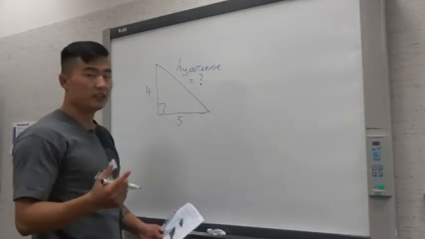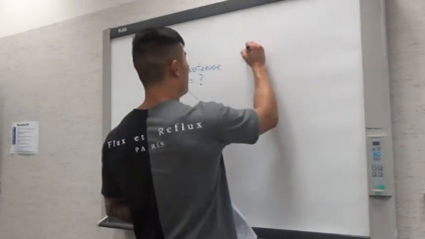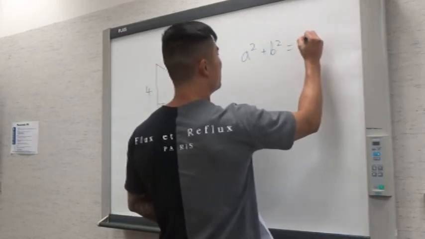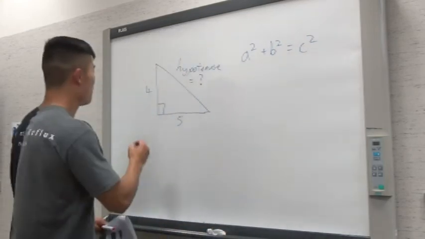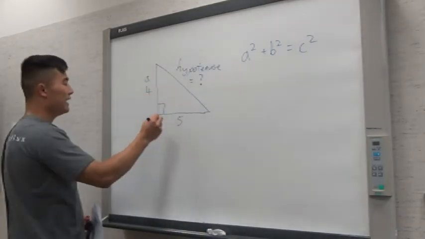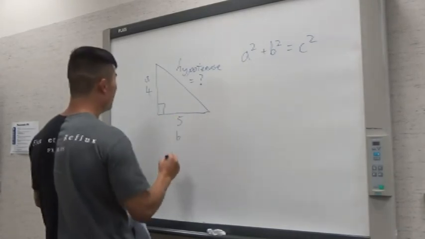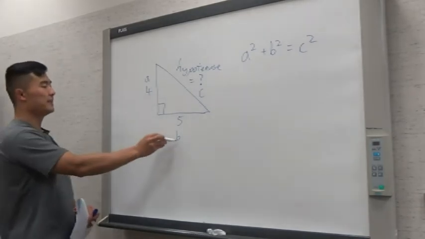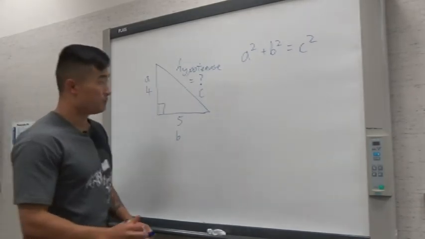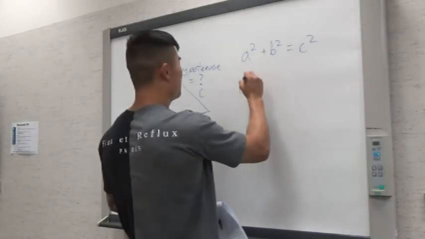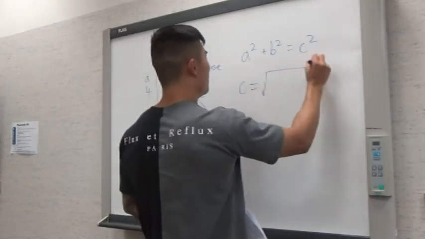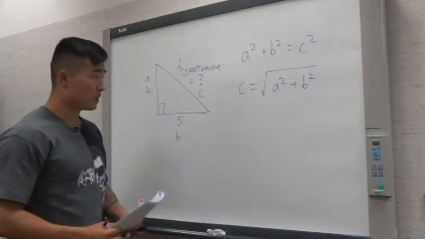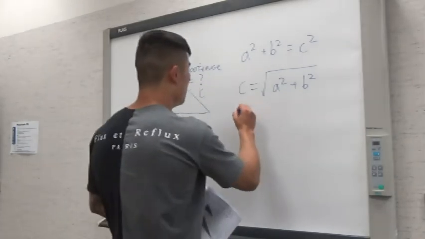So we can use Pythagoras' theorem, which is basically a squared plus b squared is equal to c squared. So this side will be a, this side will be b, and the hypotenuse will be c. It doesn't matter which side is a and which side is b. So we can just write that as c is equal to the square root of a squared plus b squared. So you can have that on your cheat sheet if you want to.